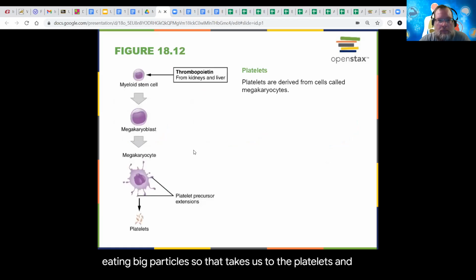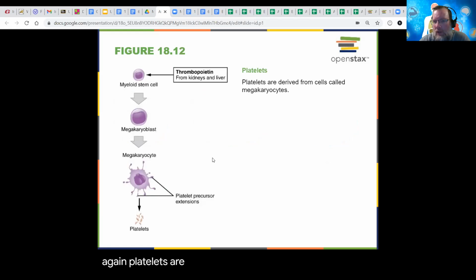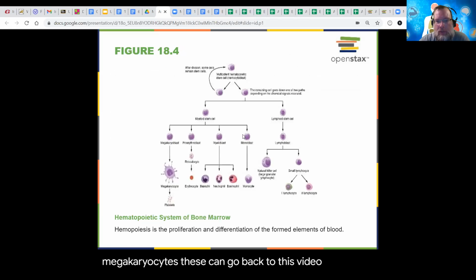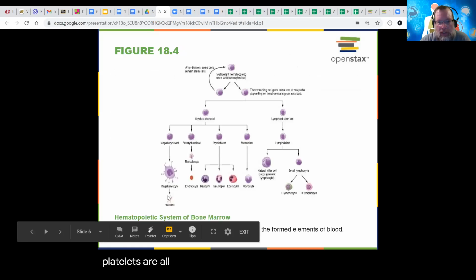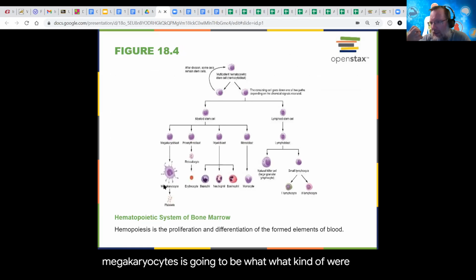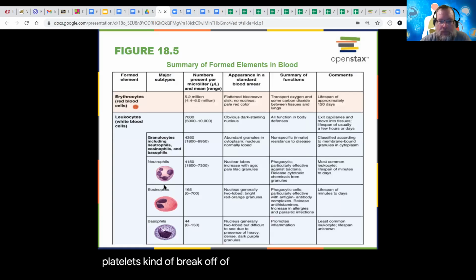And again, platelets are going to come from what we called megakaryocytes. We go back to this slide. So platelets are all the way down here. Again, they're coming from that myeloid stem cell from bone marrow. And then we're going to see different types of myeloid stem cells. The megakaryocyte is where platelets kind of break off.